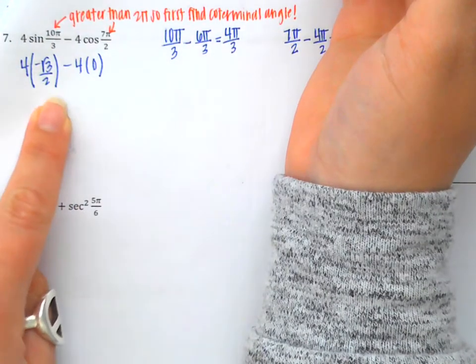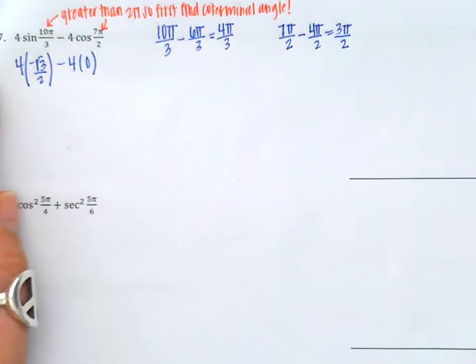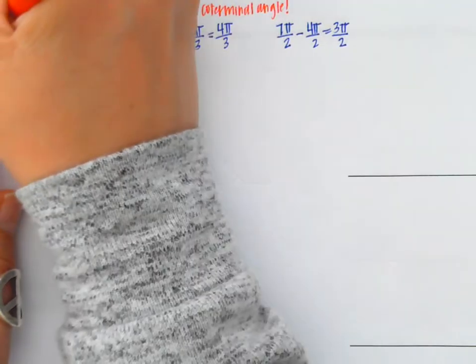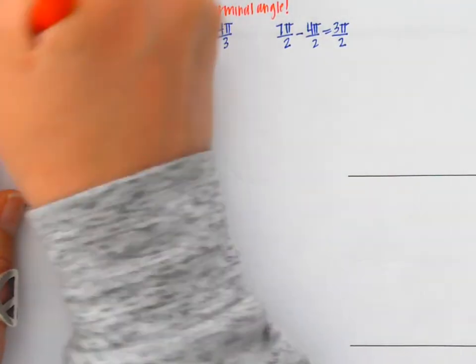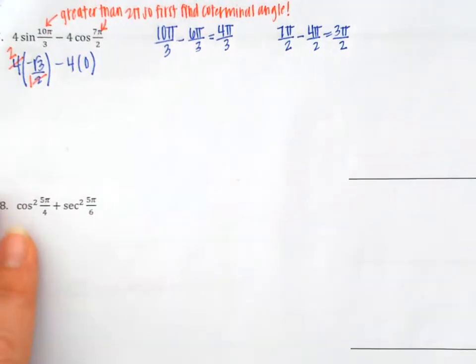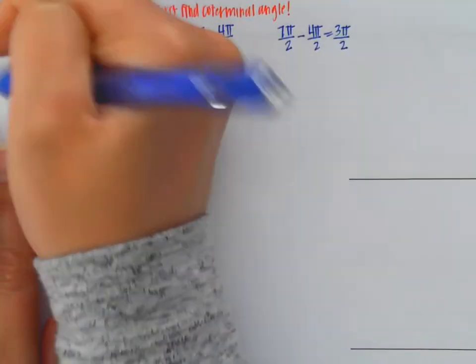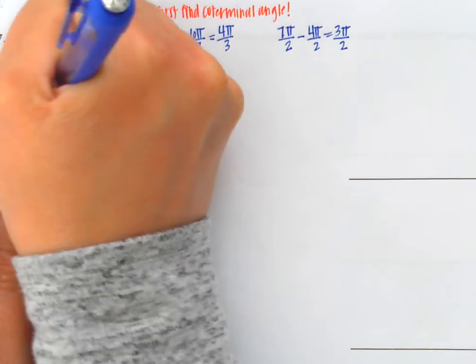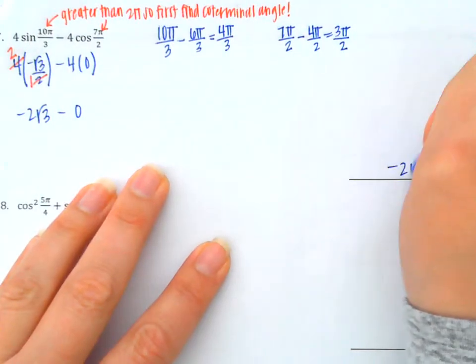And then this one I can simplify the 4 and the 2. So I can cross simplify. This would be 2 and this would be 1. And so it would be 2 times negative rad 3, which is just negative 2 rad 3. And then minus 0, which is just negative 2 rad 3.